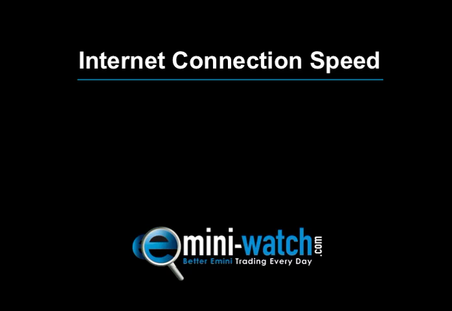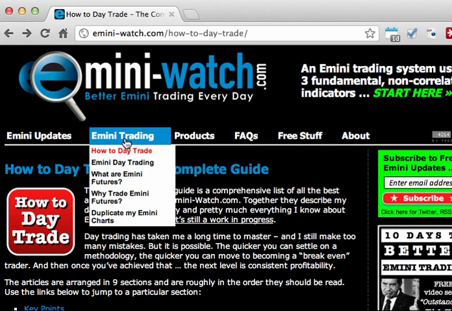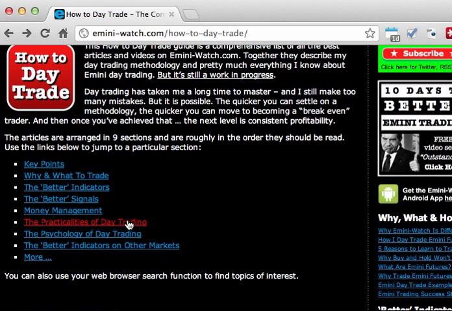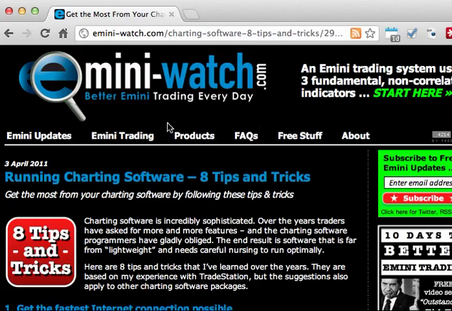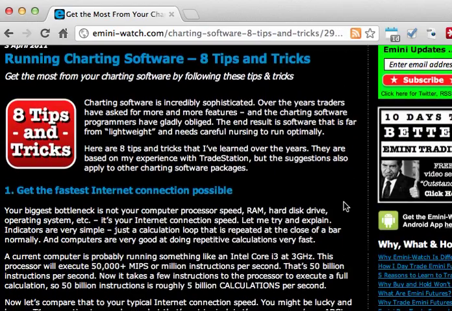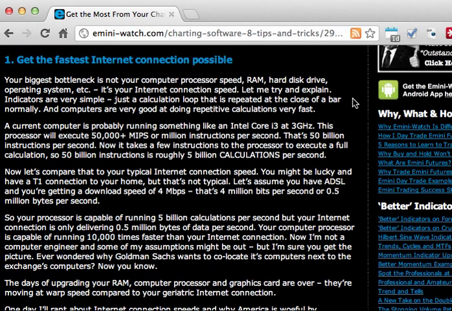And so I've got some research to show you about what the impact of that is on loading charts with TradeStation. But as a little bit of background, let me refer to an article I put up last year. On the website, if you go to this article, How to Day Trade, that you'll find under the Emini trading set of links, and go down to the practicalities of day trading, there's a series of articles here, and this one called Running Charting Software, 8 Tips and Tricks is the one I'm referring to.